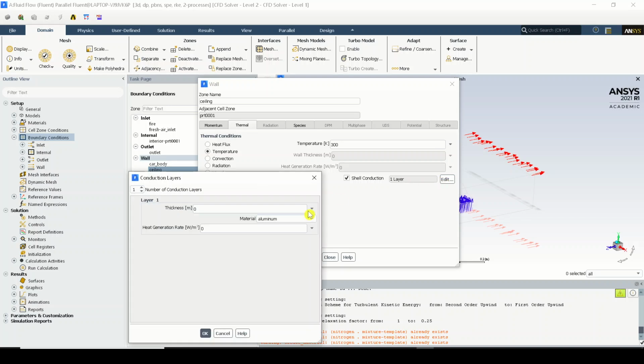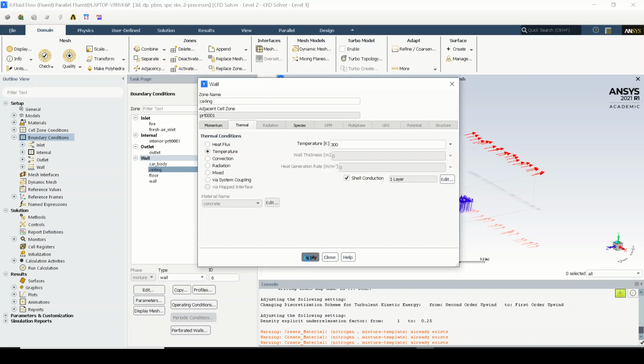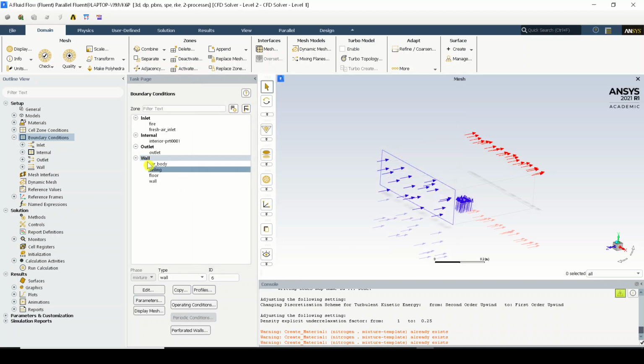So I'll click on edit over here and enter the thickness of that wall to be something around 0.3. Clear? And we will leave the material as concrete and leave the heat generation rate at 0. Click OK and click apply. So the ceiling is set with the boundary of concrete. Now I want the same conditions for floor and wall.